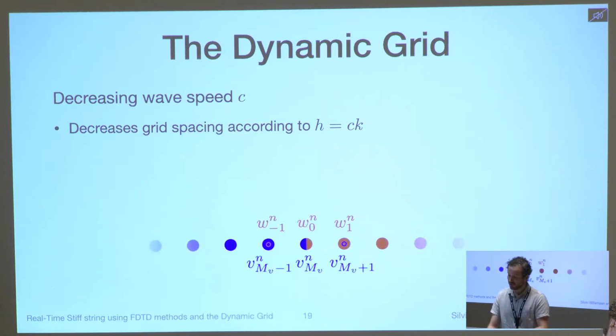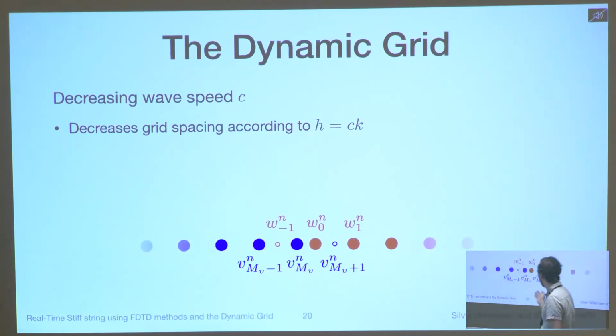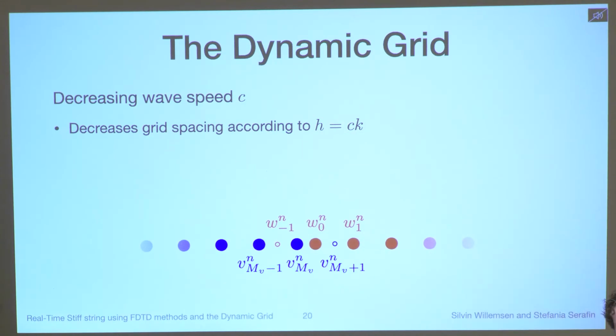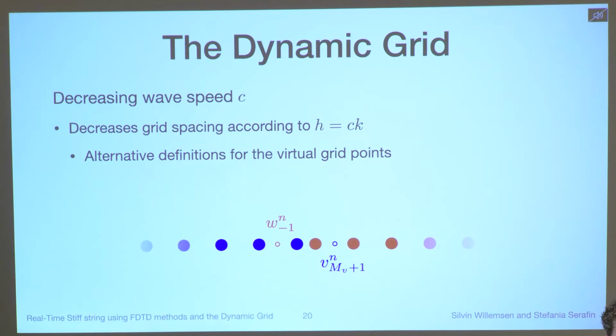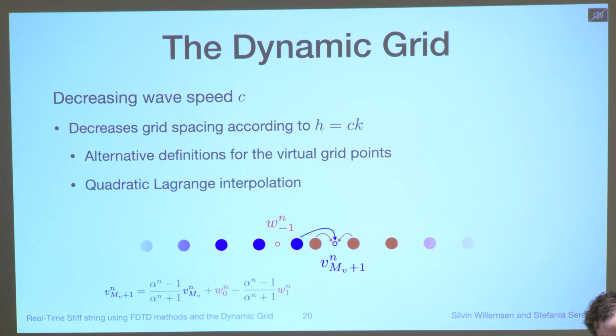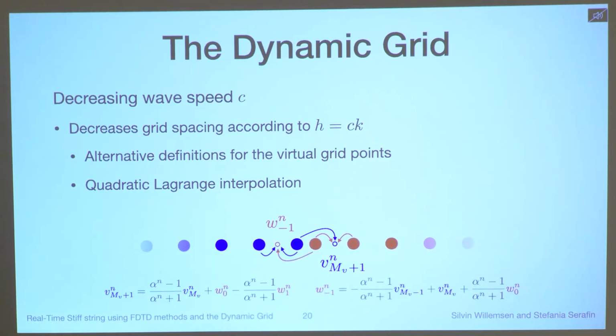So if we zoom into the inner boundaries, we can now see that these grid points no longer overlap with a point of the opposite system. So we need to find alternative definitions for these. So what we propose in this previous work is that we use quadratic Lagrange interpolation. So we use values of the surrounding grid points to calculate the states of the virtual grid points based on these two formulas here.